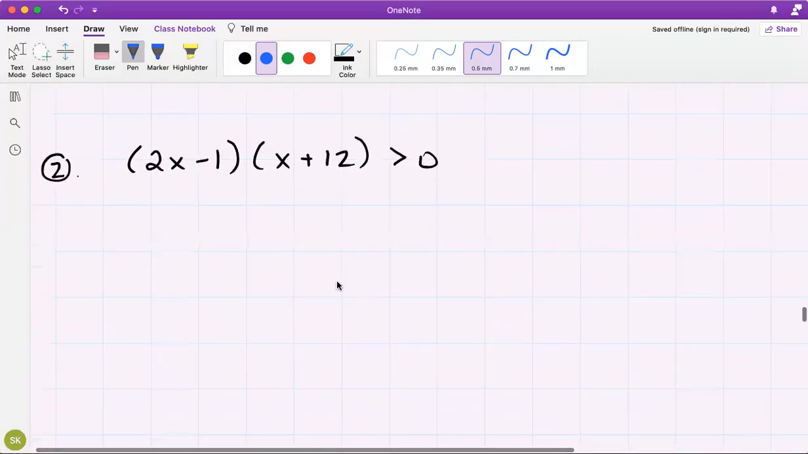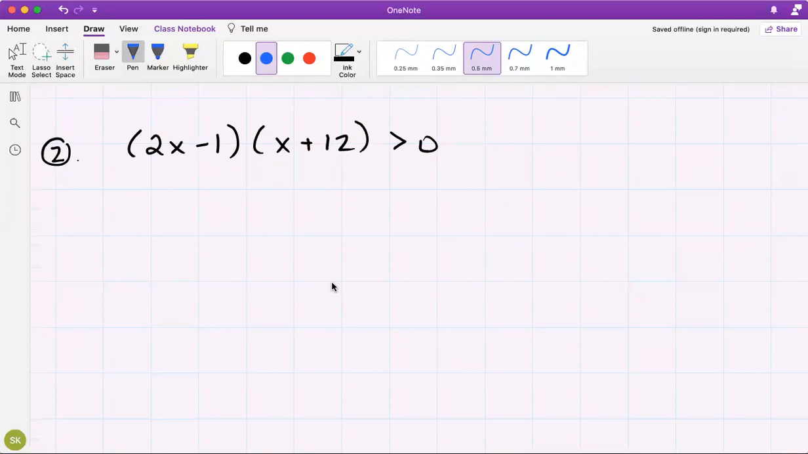Okay, here's my second problem. I have 2x minus 1 times x plus 12, and I want that to be greater than 0. A couple things I'm going to do. First, I'm going to FOIL this out.